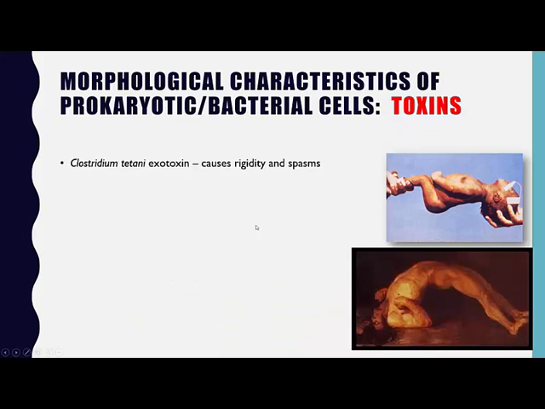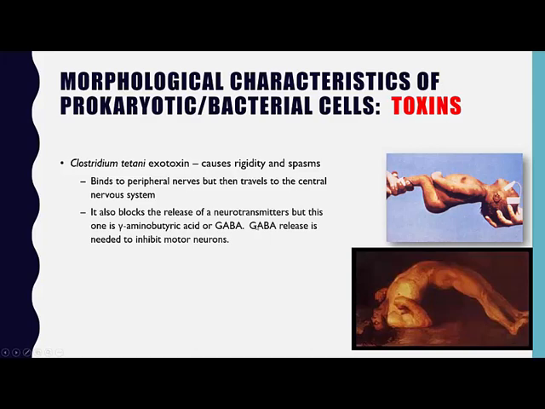Clostridium tetani, its cousin, also releases an exotoxin. This causes rigidity and spasms. The reason for that is, it still binds to the peripheral nerves, but then it moves to the central nervous system. It also blocks a neurotransmitter, but in this case, it's gamma-aminobutyric acid, or GABA. Remember that from anatomy and physiology. GABA release is needed to normally inhibit your motor neurons. So this is sort of the opposite. You get these violent spasms that will literally break bones and cause lockjaw.